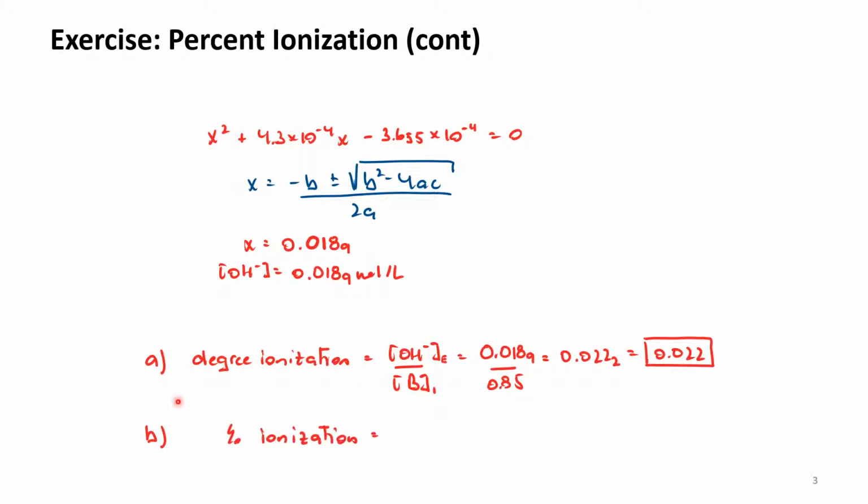Similarly, for the percent ionization, it's given by the formula: the equilibrium concentration of hydroxide divided by the initial concentration of the base times 100%. Substituting the values in gives us 0.0189 divided by 0.85 times 100%, which gives us a percent ionization of 2.2%.